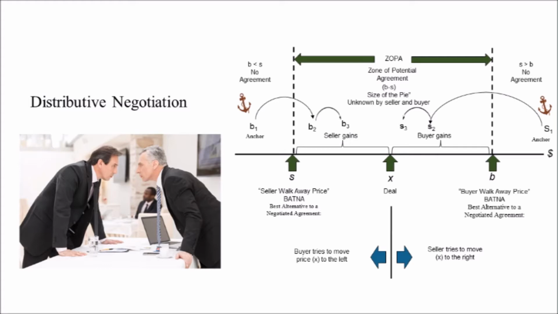First, anchor price. Anchor price is your first bet, offer, or proposal. On the diagram, you have at your left the anchor price of the buyer, shown as B1. It is at the left because buyers used to offer a low price. You also have on your right the anchor price of the seller, shown as S1. It is at the right because sellers used to start with a higher price.